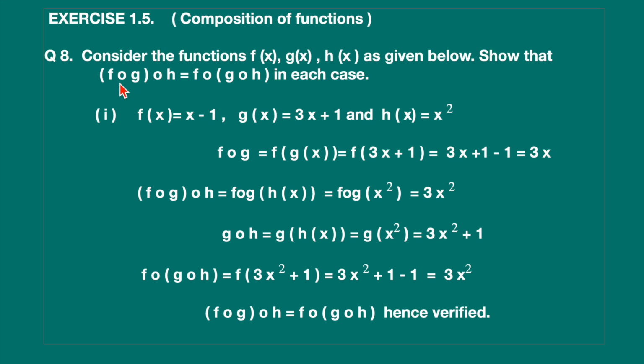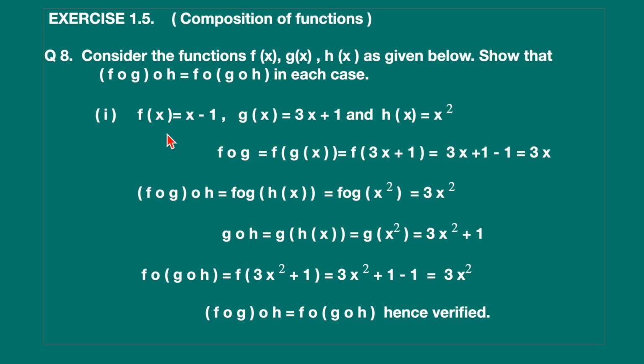So let us find out fog. Write down fog is equal to f of g(x). You know how to do fogs. We have done so many sums on it. It is composition of 2 functions only. So f of g(x). Write it down. Now write down what is g(x). 3x plus 1. So now we have to find f at 3x plus 1.